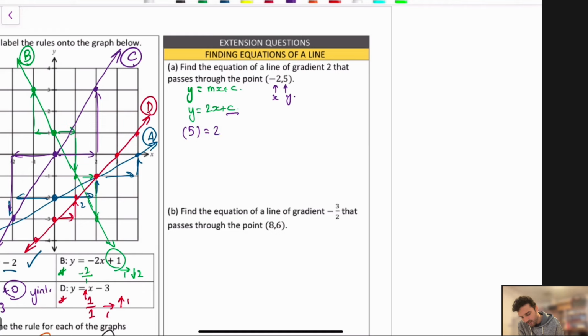y is 5, x is -2, plus 4 to both sides. We can see c is equal to 9 there. So what's our final equation? y = 2x plus 9. That's it. Let's have a look at the next one.